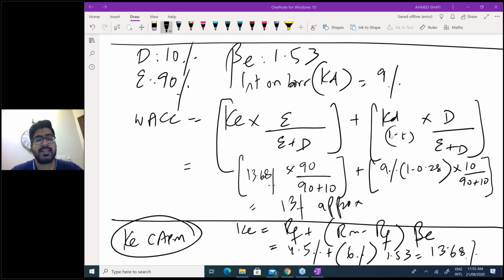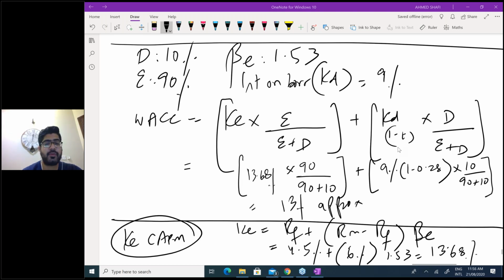Abdul Wahab, you are asking why we did not calculate the beta asset for calculating KE. Now remember the formula is KE equals RF plus (RM minus RF) times beta equity. You need beta equity, you don't need beta asset. So since beta equity is given, why do you need to calculate beta asset? There won't be any use of beta asset. It doesn't come in the KE formula.